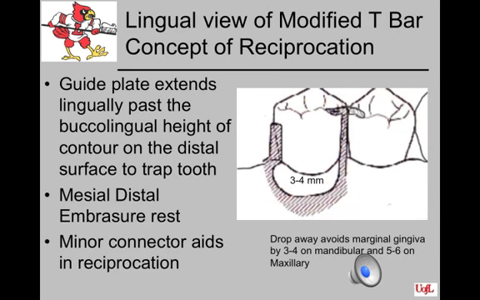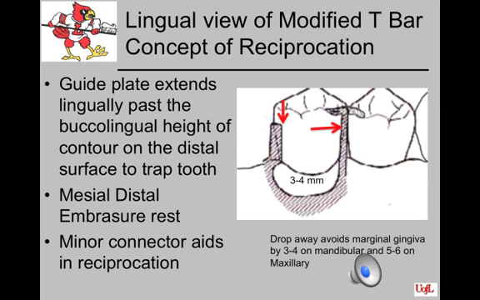A view from the lingual aspect of the modified T-bar clasp reveals the mechanism of reciprocation for the clasp assembly. The guide plate extends lingually past the buccal lingual height of contour on the distal surface of the tooth. It, along with the minor connector leading to the rest, functions to trap the tooth from moving lingually when the modified T-bar flexes into the undercut on the distal facial surface of the tooth.